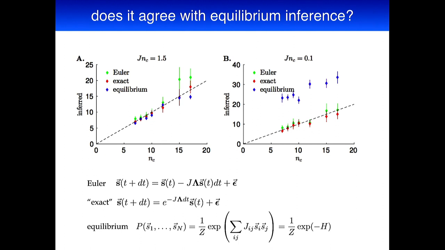And this is exactly what I was telling you about before, which is that when you do this equilibrium inference, essentially what you're capturing is the effective number of neighbors. And here, the effective number of neighbors is actually much larger than the instantaneous one, and so you get this discrepancy. So why do you get the right answer in one case and not in another case? I leave that to a further slide, but it's just something for you to think about.